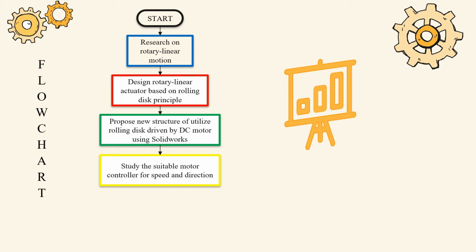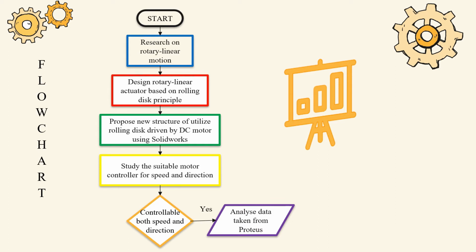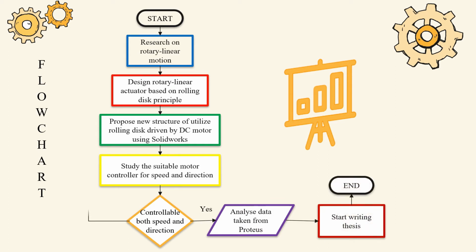Now the decision making is whether the DC motor can be controlled in both speed and direction. If yes, we analyze data taken from Proteus and start writing the thesis. If no, we go back to study the suitable motor controller for speed and direction.